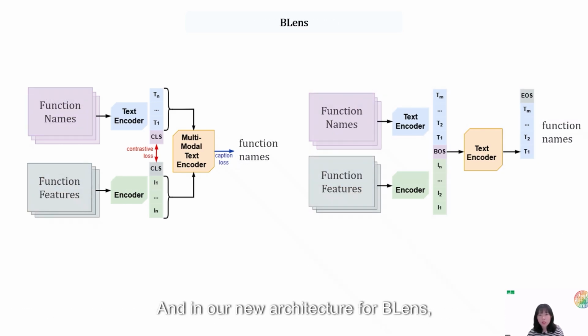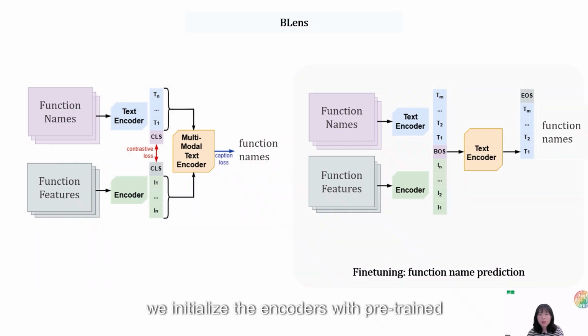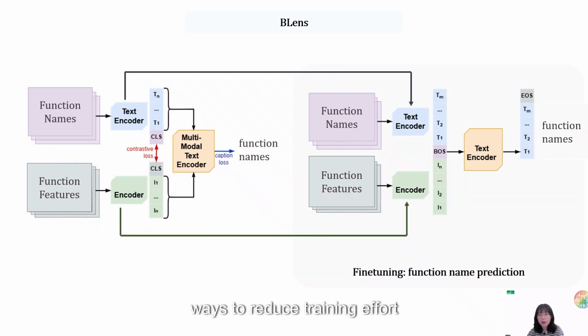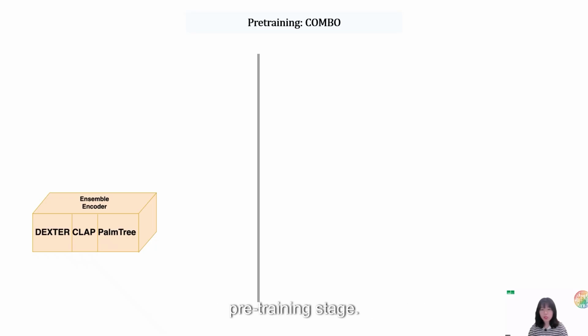And in our new architecture for BLens, we borrow ideas from these classic patterns, replacing captions with function names and image features with function features. And our training process in general has two stages. In pre-training, a multimodal text encoder fuses different binary representations by aligning them with function names, thus enriching the representation space. And in fine-tuning, we initialize the encoders with pre-trained weights to reduce training effort and specialize the model for function name prediction. Now let's move to stage 1, Combo, our pre-training stage.